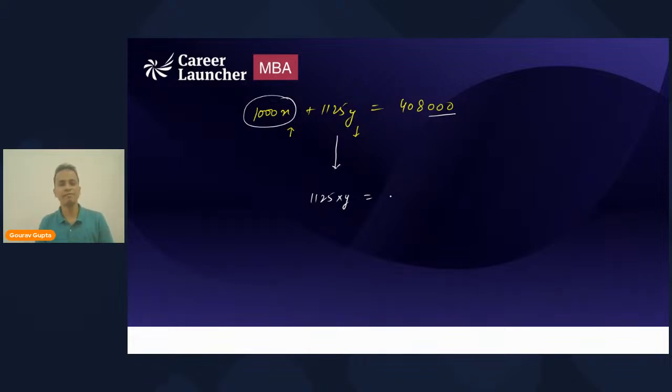So 1125y can be written as 1000y plus 125y. What will be the minimum value of y so that this part will become a multiple of 1000? Come on, tell me. What will be the minimum value of y such that 125y is a multiple of 1000? We have to find the minimum value of y such that 125y is a multiple of 1000.